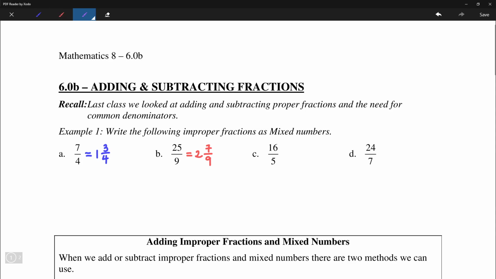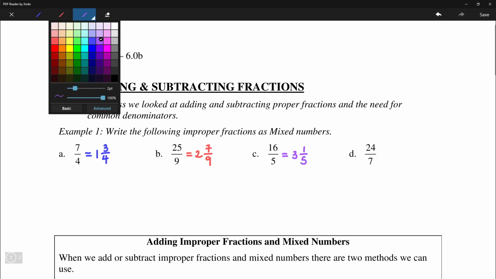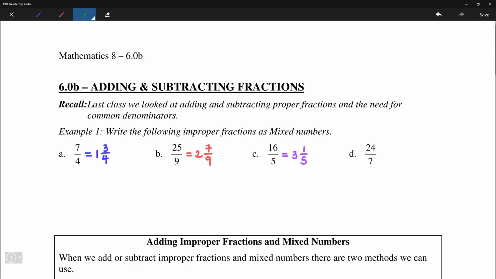In the third case, we have 16 over 5. So 16 divided by 5 gives us 3 and a 1 as a remainder. So we have 3 and 1/5. And in the last example, 24 divided by 7 will give us 3 and 3/7.